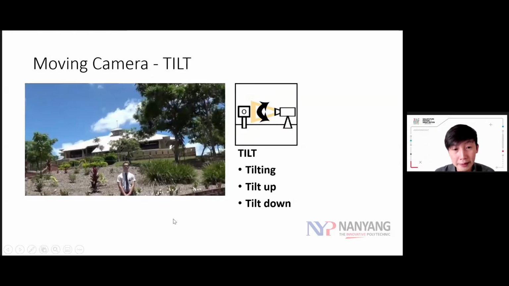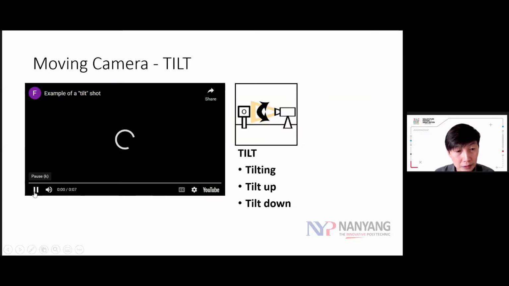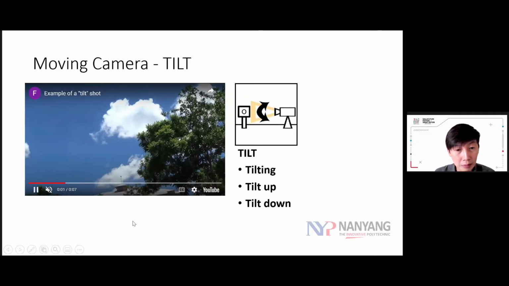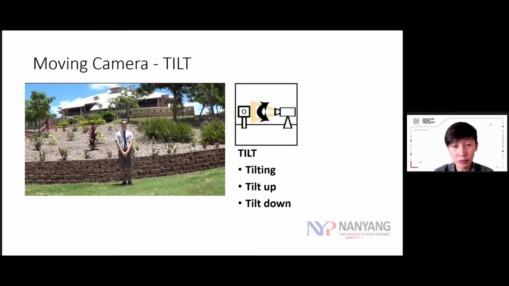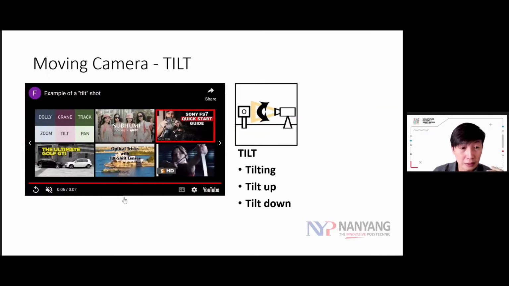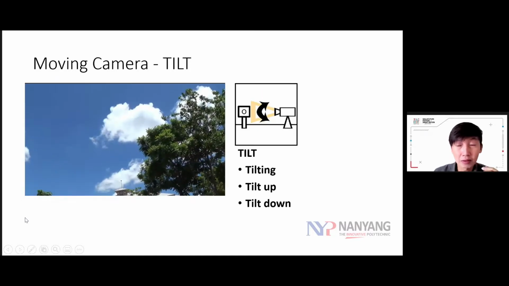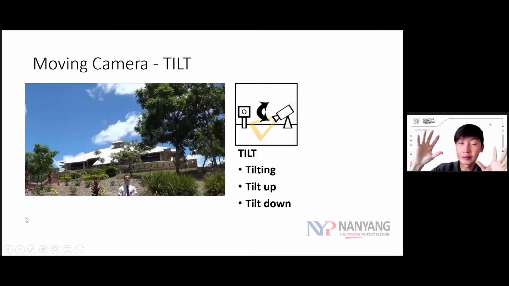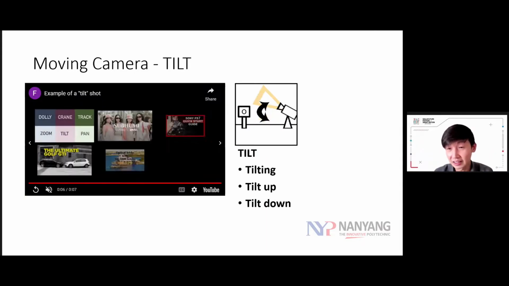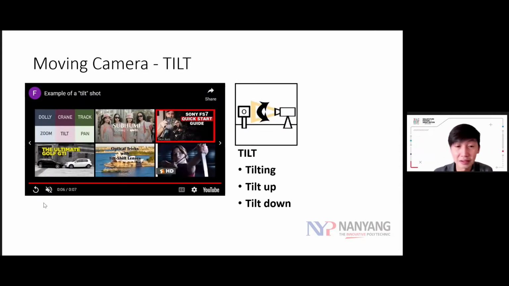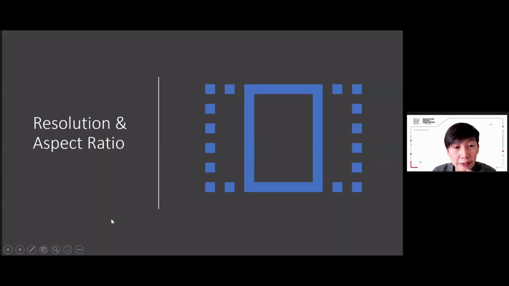Here is also one of the examples about tilting down. Tilting down could be like what you see here. It could be an afternoon sky, and then we slowly tilt down to see this character, and the character starts to introduce himself. So this is another example of what the tilt is used for.